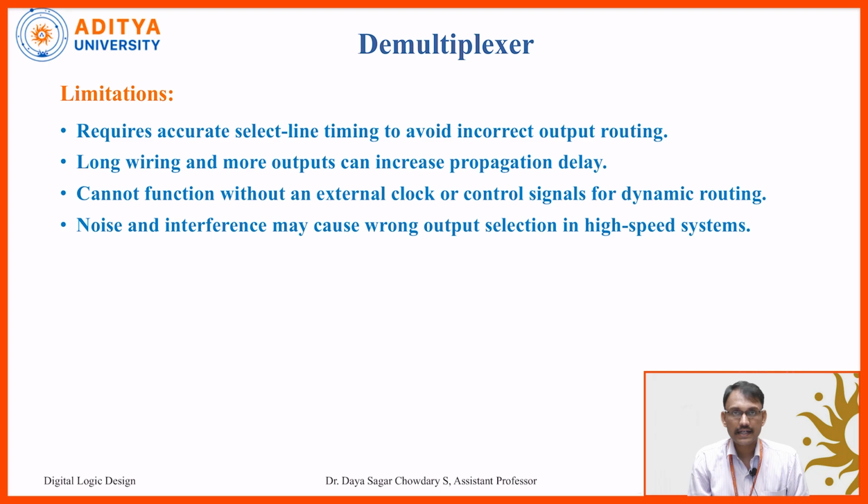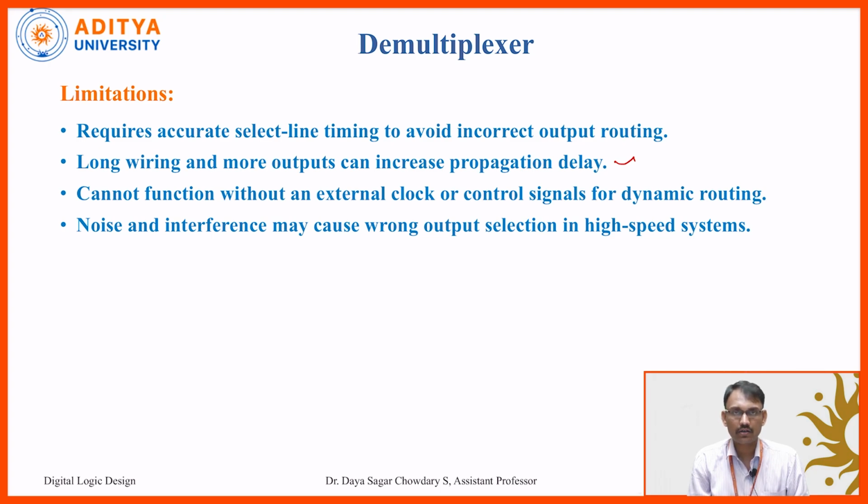Now these are the limitations, the disadvantages of the demultiplexer. It requires accurate select line timing to avoid incorrect output routing. This is one of the drawbacks. Long wiring and more outputs can increase propagation delay. Propagation delay is the time required for the output to change after the input changes. This is also a drawback. And it cannot function without an external clock or control signal for dynamic routing.